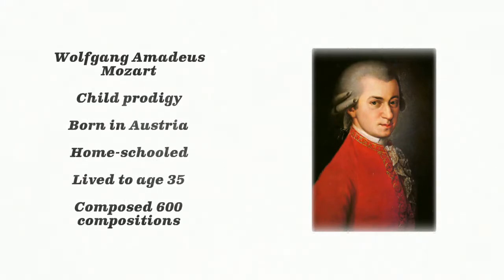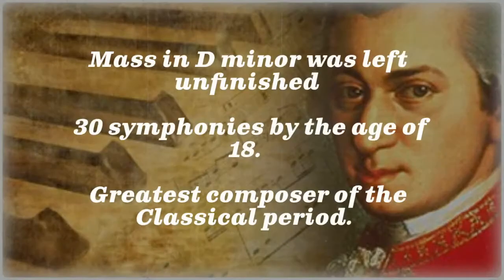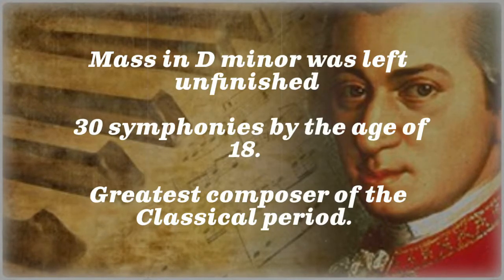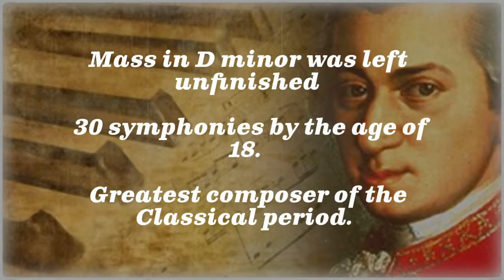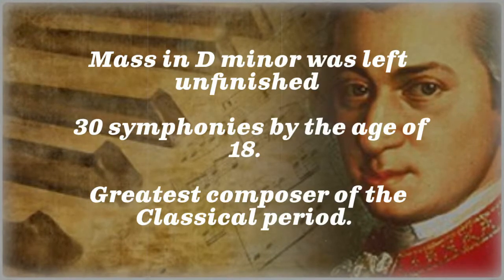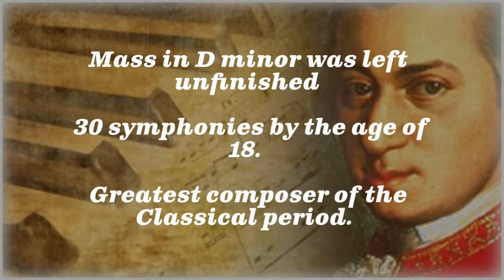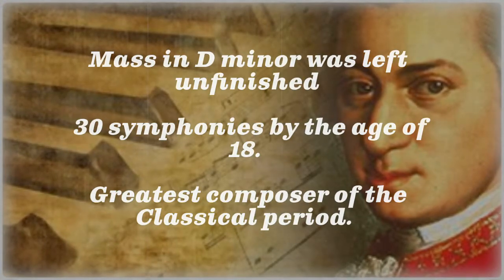Wolfgang Amadeus Mozart, child prodigy, which means he could play and write music as well as an adult when he was just a little boy. He was born in Austria. He was homeschooled. He lived to be only 35, however he composed 600 compositions. Mozart Requiem Mass in D minor was composed in 1791 and was left unfinished at the time of his death. Mozart composed his first 30 symphonies by the age of 18. Mozart was one of the greatest composers of the classical period.